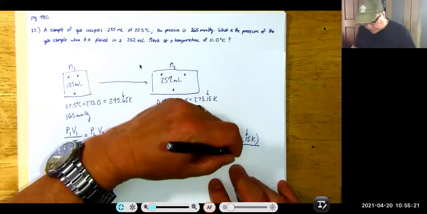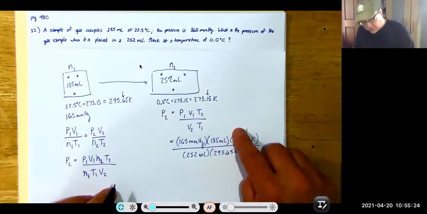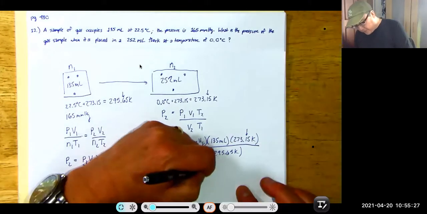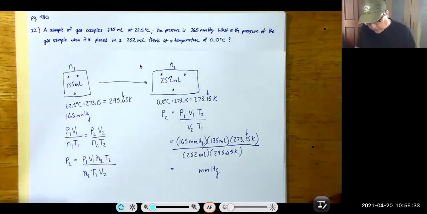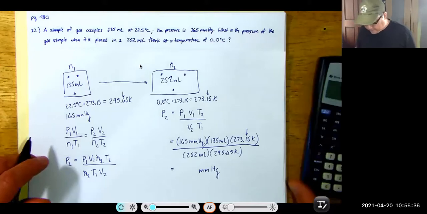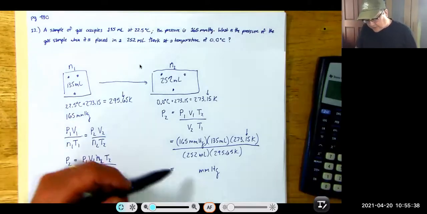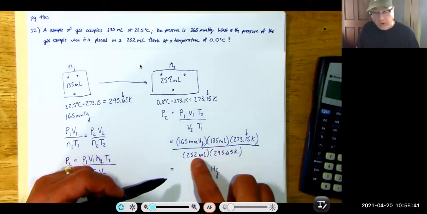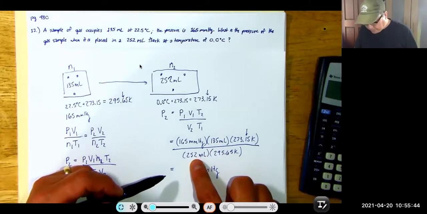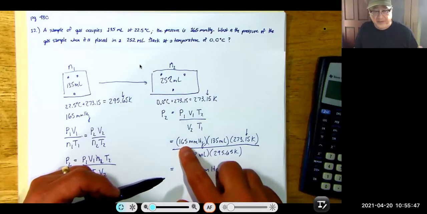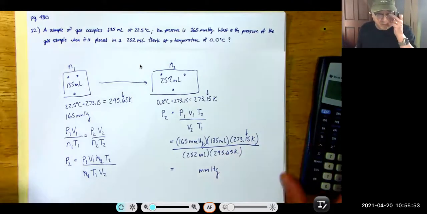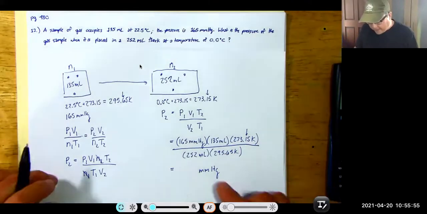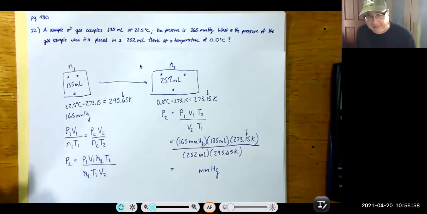295.65 K. So you can see the K's cancel, the milliliters cancel. So our answer will be millimeters of mercury. And that's why it's important to have the units here, so that we know what the units are for our answer. Now, when we try to figure out this answer, I think it's pretty clear that 135 goes into 252 almost 2 times. 2 will go into 165 about 80 times, and 273 over 295 is a little less than 1, maybe 0.9. So we have 80 times 0.9, which makes this answer about 70 or thereabouts, maybe 75-ish.